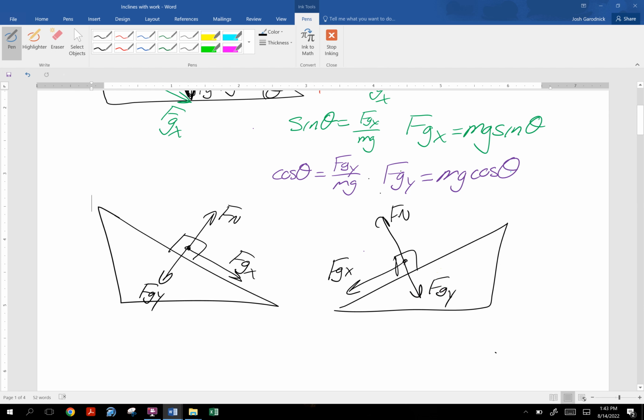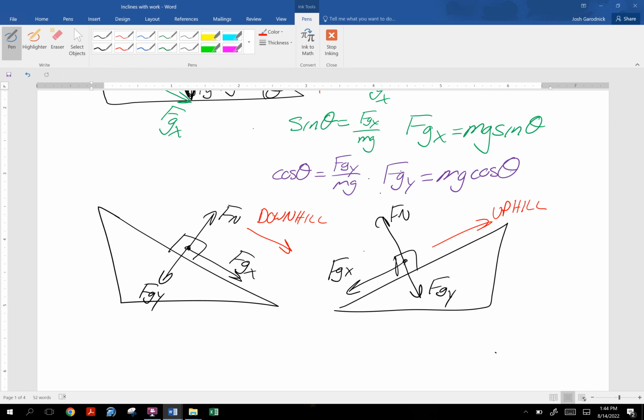And FGY is opposite FN. And people say, which triangle should I draw? I tend to make sure the object is moving to the right. So in this case, I have the object going downhill. And for this one on the right here, I am pretending the object is going uphill. That's how I see it. But either way, notice my arrow is pointing to the right, towards the positive x-axis.